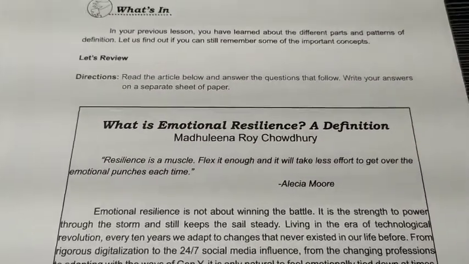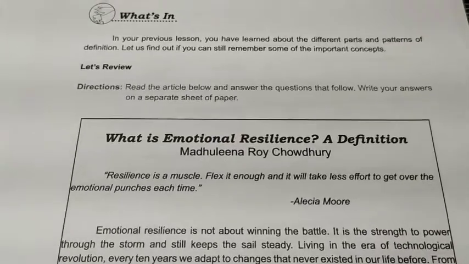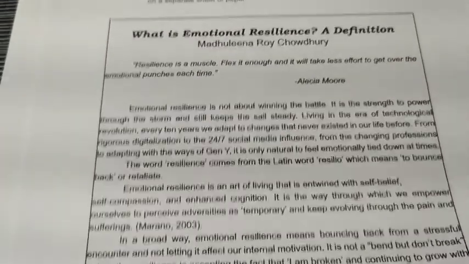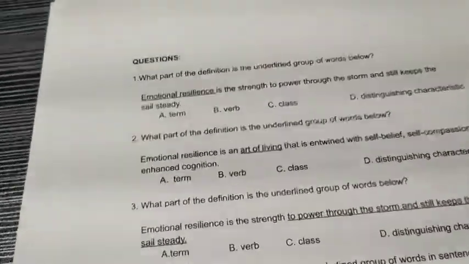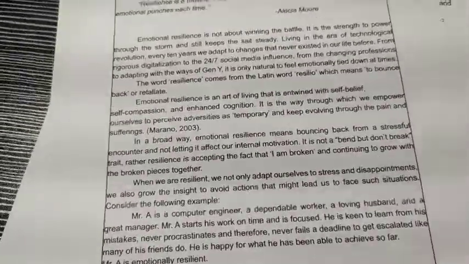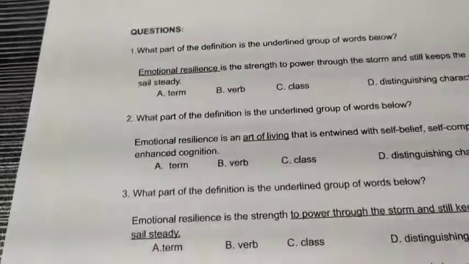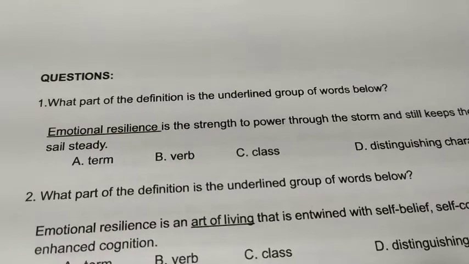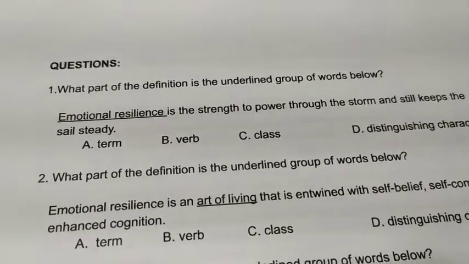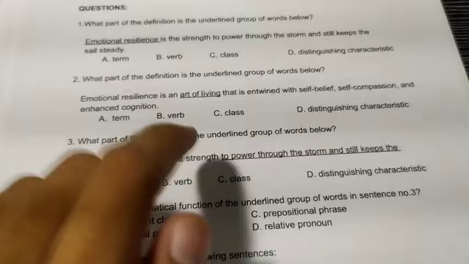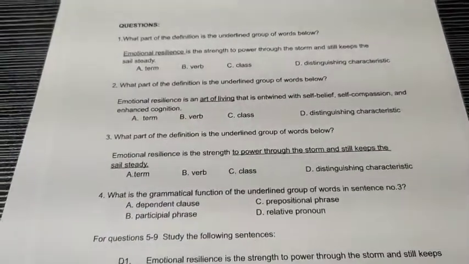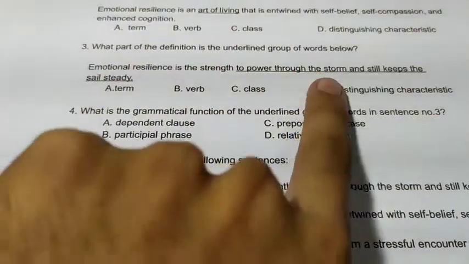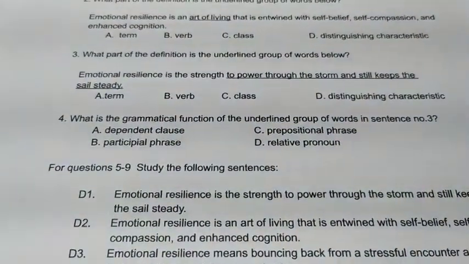The title is "What is Emotional Resilience? A Definition." It is all about defining emotional resilience. It is quite short. What part of the definition is the underlined group of words below? Is it the term, verb, class, or distinguishing characteristic? How about this one? And for number 4, you will identify this phrase: "to power through the storm and still keep the sail steady."